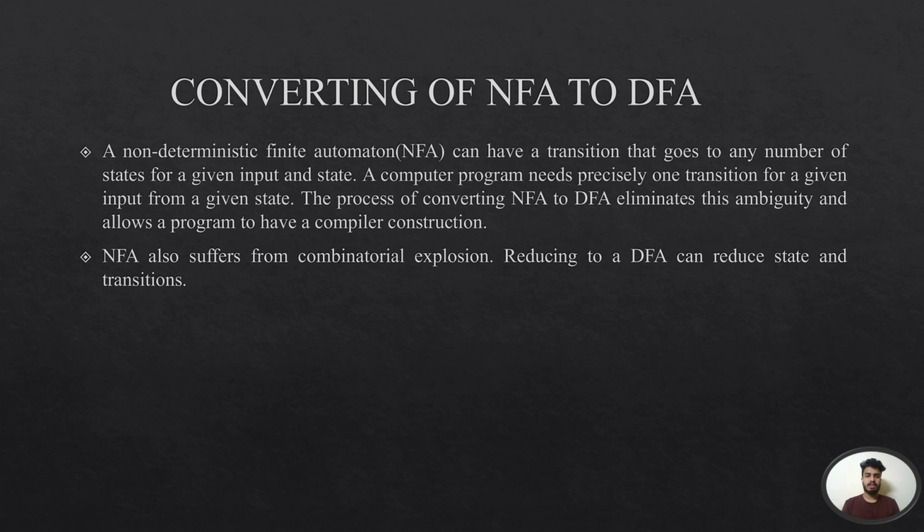A non-deterministic finite automata, that is the NFA, can have a transition that goes to a number of states for a given input and state. A computer program needs precisely one transition for a given input from a given state. The process of converting NFA to DFA eliminates the ambiguity and allows a program to have a compiler construction. Reducing to a DFA can reduce states and transitions.